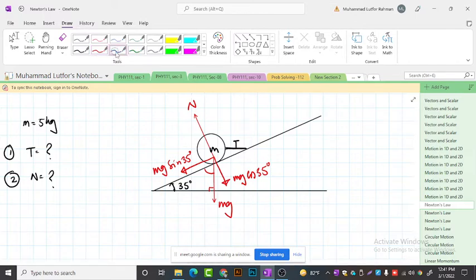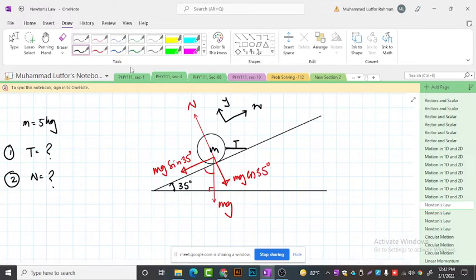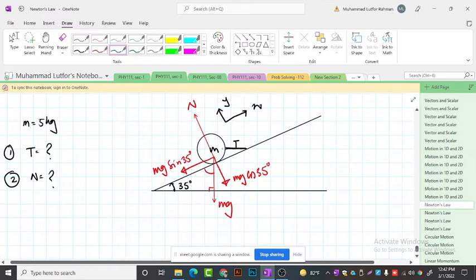Fine. Now let's think about T. Say I choose this as my reference axis: this is my positive x direction along the inclined plane, and this is my positive y direction. Then I have to split T also in those directions. One component will be this one and another component will be that one, so this is the resultant tension in the string. Now what will be that angle? If I can find that angle, I can find the components.